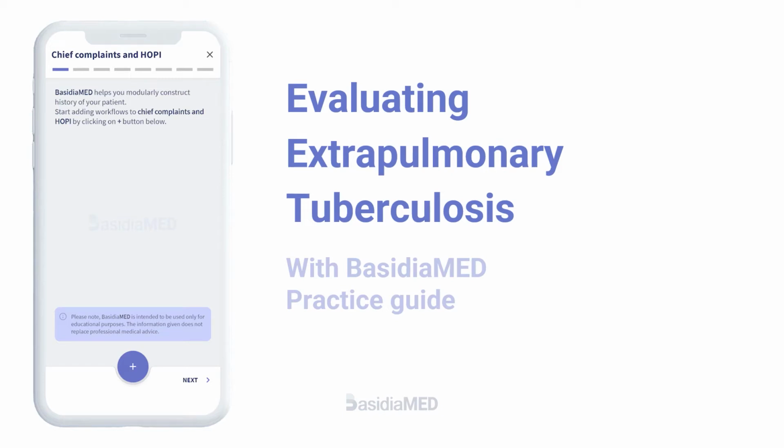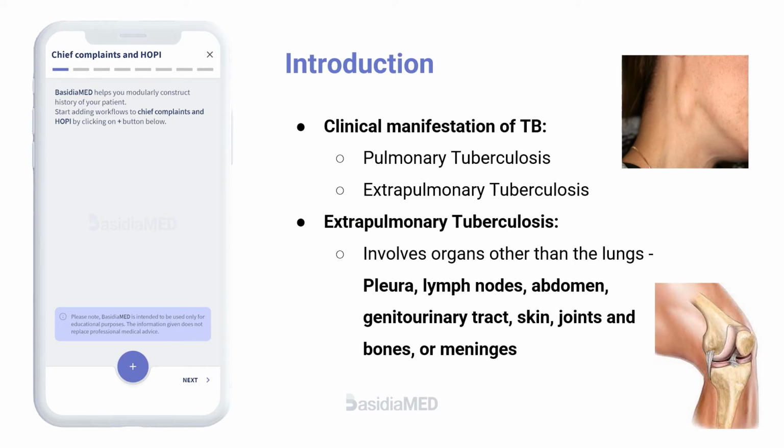Evaluating extrapulmonary tuberculosis. The two types of clinical manifestation of tuberculosis are pulmonary tuberculosis and extrapulmonary tuberculosis. The former is most common. Extrapulmonary tuberculosis refers to tuberculosis involving organs other than the lungs, such as pleura, lymph nodes, abdomen, genitourinary tract, skin, joints, and bones, or meninges.